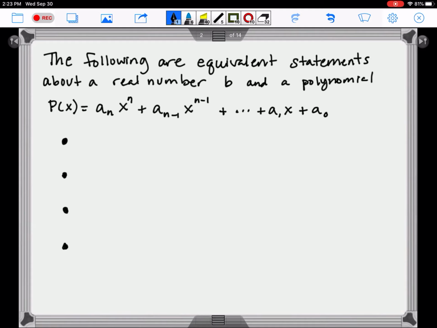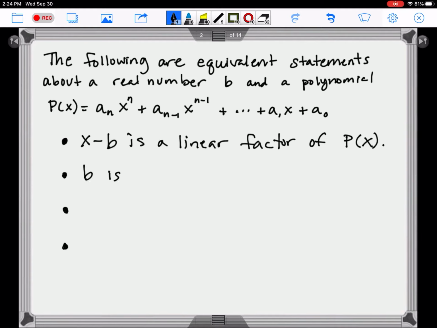If I have this real number b, then x minus b is a linear factor of the polynomial p of x. x minus b is a linear factor. Now b is a zero of y equals p of x. It's a factor of that, or it's a zero of the polynomial function.